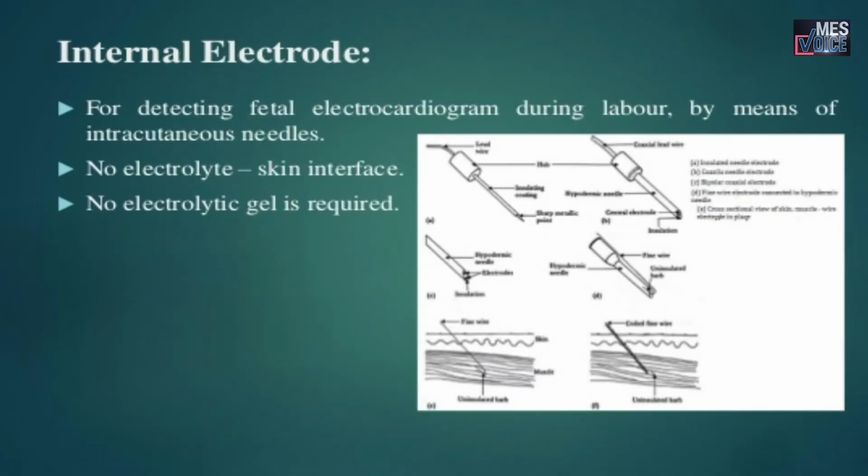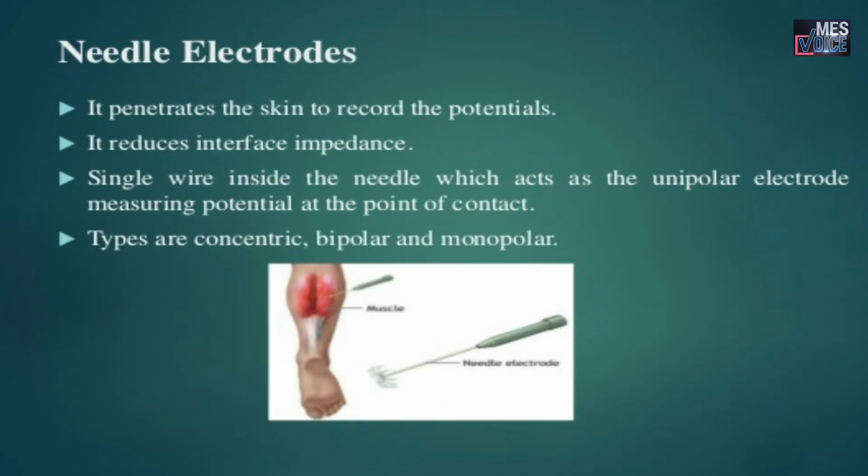Next we will see the internal electrode, for detecting fetal electrocardiogram during labor by means of intracutaneous needles. Here no electrolyte gel is required. Needle electrodes penetrate the skin to record the potentials. It reduces interface impedance. A single wire inside the needle acts as the unipolar electrode, measuring potential at the point of contact. Types are concentric, bipolar and monopolar.